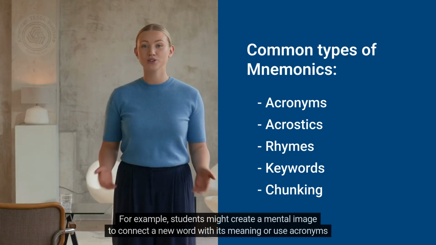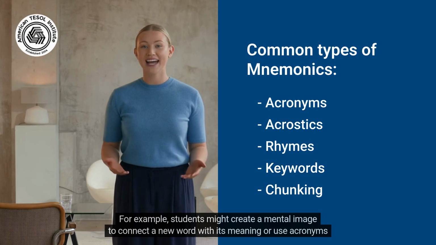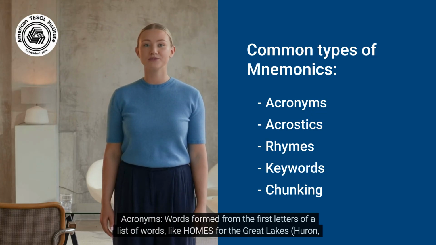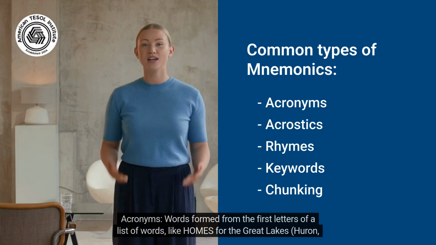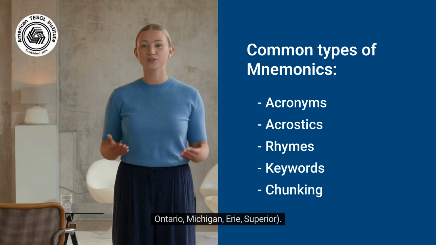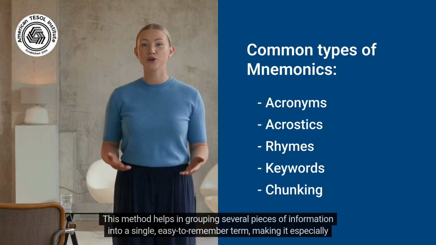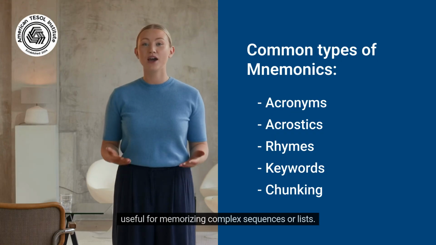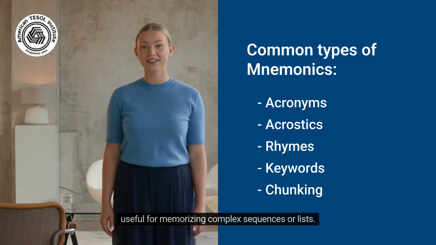For example, students might create a mental image to connect a new word with its meaning or use acronyms to recall lists. Let's review common types of mnemonics. Acronyms, words formed from the first letters of a list of words, like HOMES for the Great Lakes: Huron, Ontario, Michigan, Erie, Superior. This method helps in grouping several pieces of information into a single, easy-to-remember term, making it especially useful for memorizing complex sequences or lists.